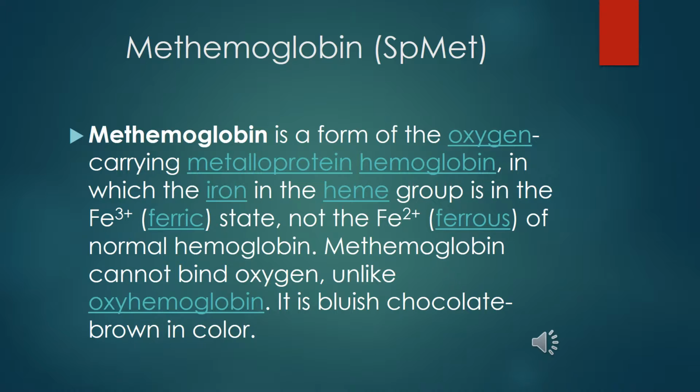If someone is measured at a really high level, greater than 5 to 10% of methemoglobin, the typical treatment for this is methylene blue, and this will change the ferric state of the iron back to the ferrous state, which will allow it to carry oxygen once again.